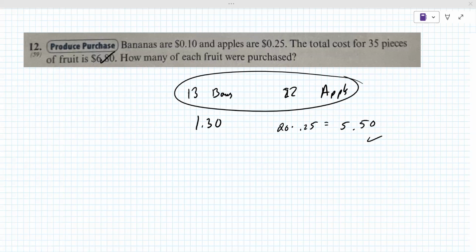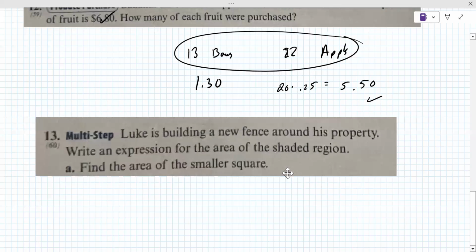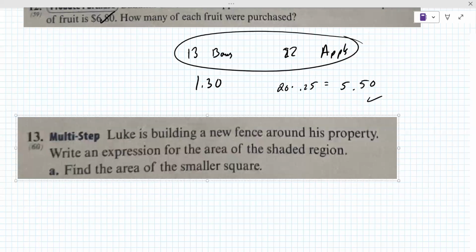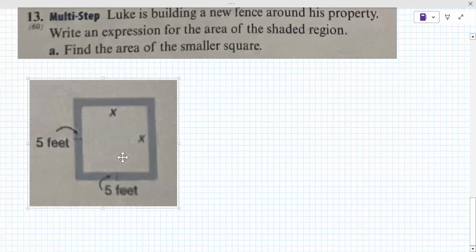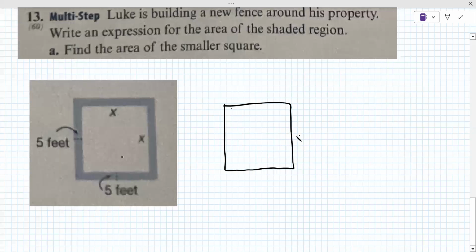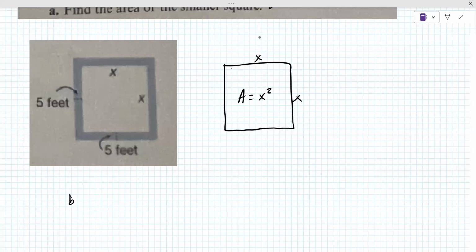So let's take a look here. I got to snip this in pieces. All right, find the area of the smaller square. So to me, the smaller square is the one that has the edges with x and x in it. So the area of that one is x squared. So I think we've got that one down. Now we'll get to part B, but we do need to find the area of the larger one.